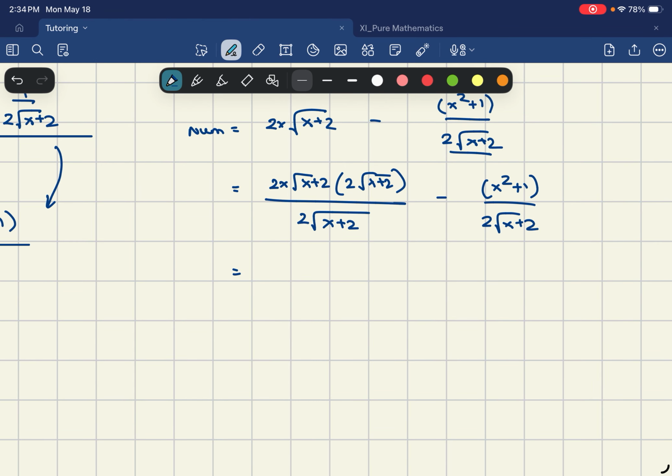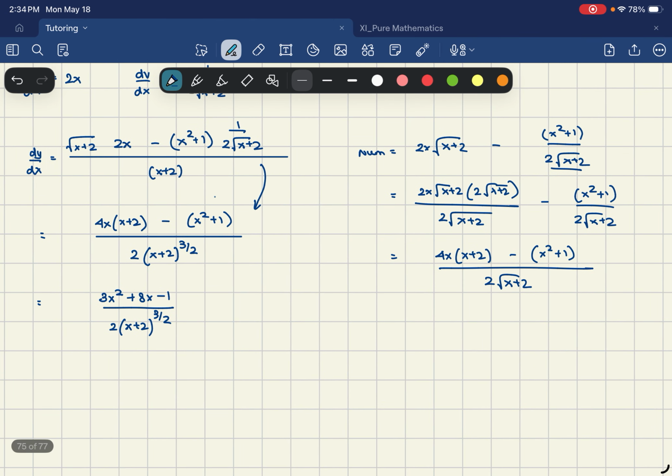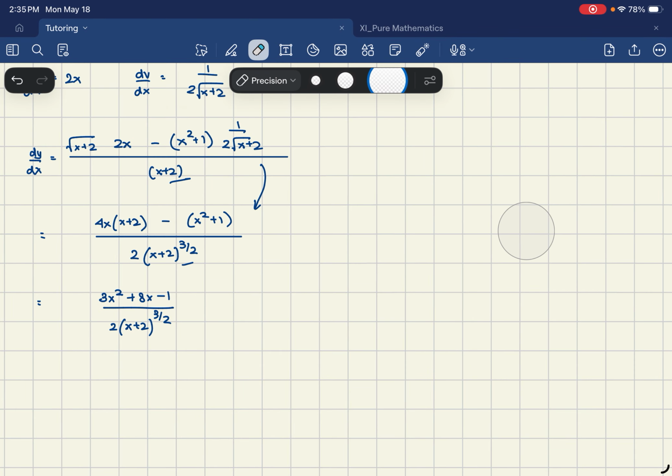And now if I simplify my numerator, I'm going to get 4x(x plus 2) minus x squared plus 1, and my denominator is 2x plus 2. And this is just my numerator, right? So when you divide it by this expression, that's going to lead to this expression. All right. That is the simplification that I did.